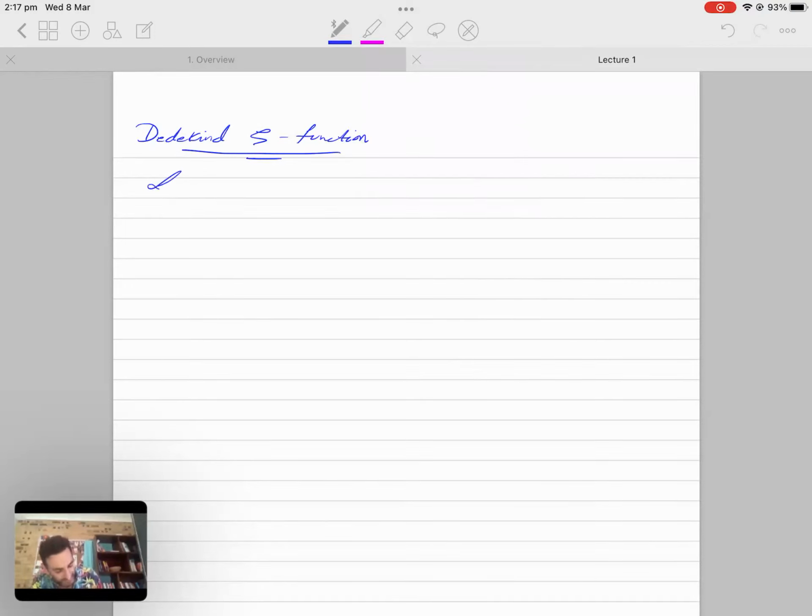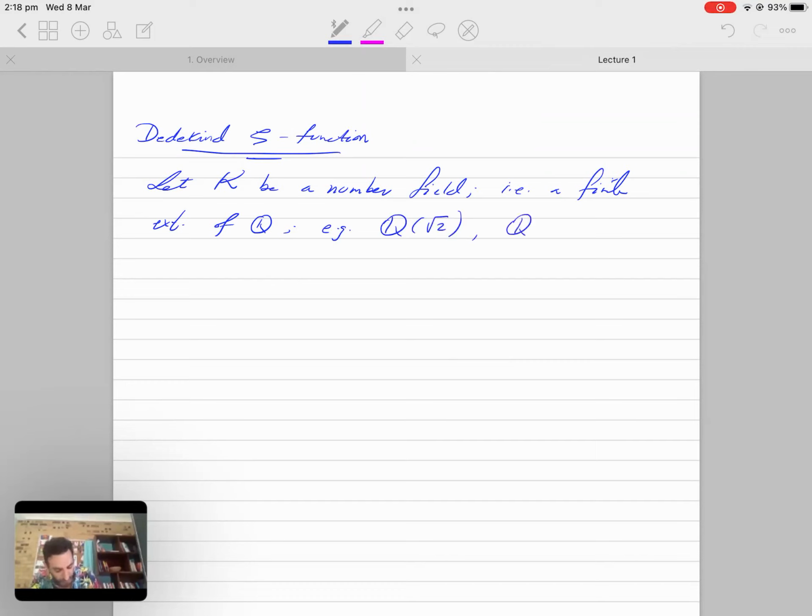So let K be a number field. What do we mean by that? i.e. a finite extension of Q. So an example you should keep in mind is Q, you add the square root of 2 to Q, or you add i, or you add some root of a polynomial with rational coefficients, but you're not allowed to add pi, okay? Because that's transcendental over Q, the extension will be infinite.